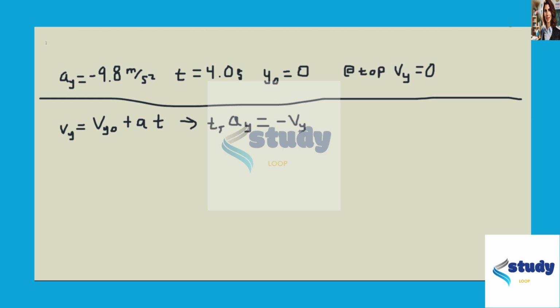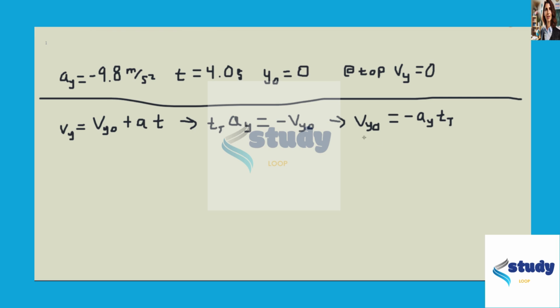So t sub t times the acceleration in the y direction is equal to minus vy of 0, because v of y at the top, which is what we're considering, is equal to 0. So we can ignore that. Therefore, vy of 0 is equal to minus a of y times the time it takes for it to get to the top.